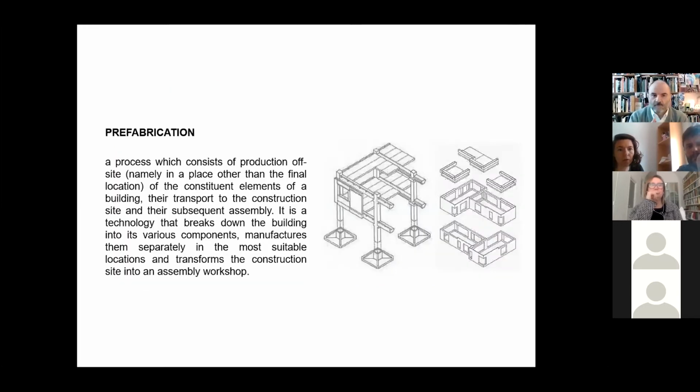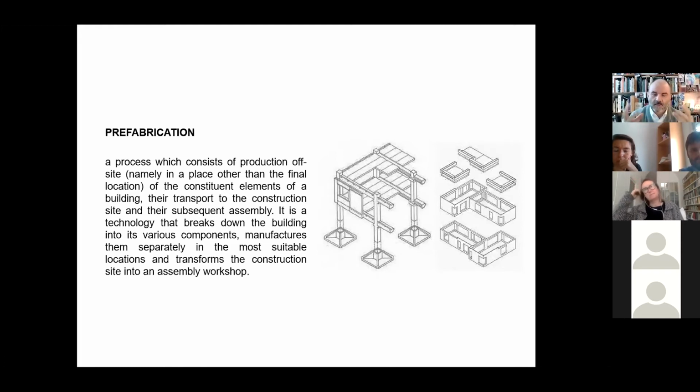So briefly, prefabrication: what does it mean? It is a process which consists in production off-site, this is very important, of the constituent elements of a building. Then obviously these elements have to be modular, and somebody says standardized, and there is a large discussion we could have about standard and modular, but this is not the right situation, so maybe one day. But anyway, there is a question about prefabrication.